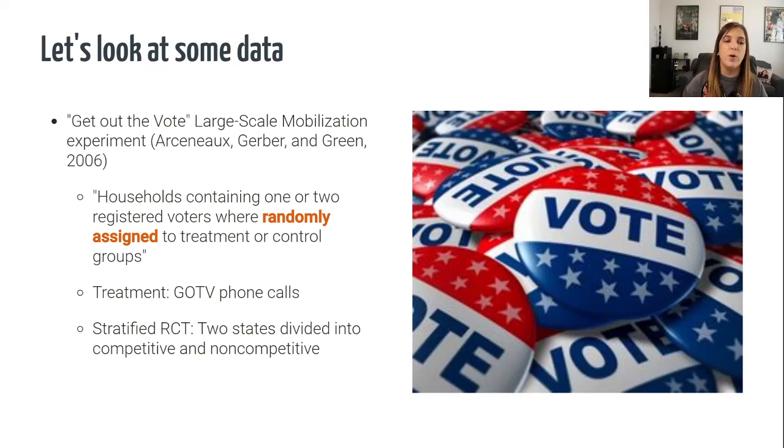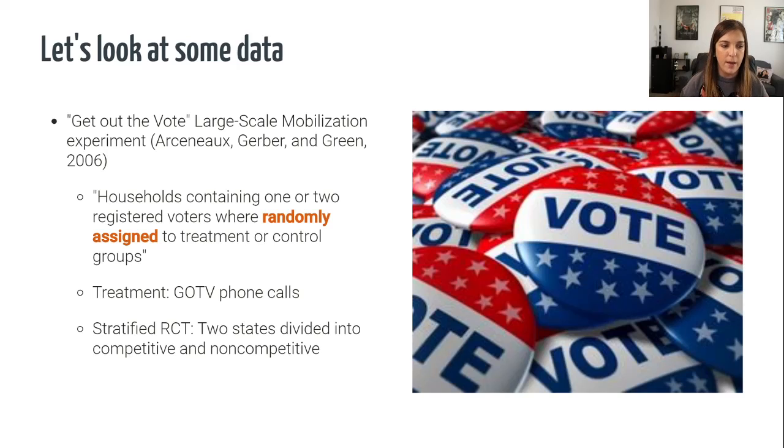So if a household had 1 or 2 registered voters, they were randomly assigned to the treatment and the control group. They assigned more to the treatment group than to the control group, because of course calling might be more expensive, so you only have a limited number of phone calls that you can make. And for those that were treated, they tried to call them and pass a get out the vote sort of message, to incentivize them to vote in the 2002 election.